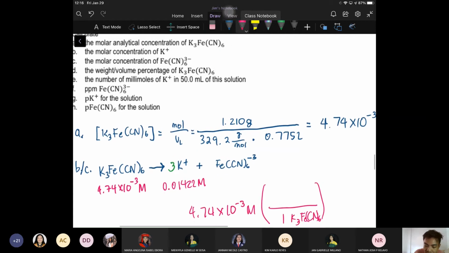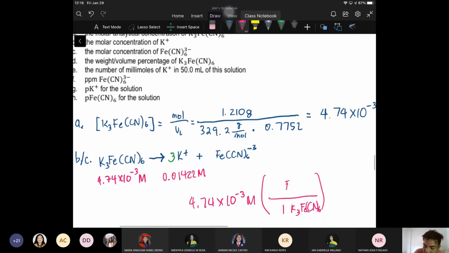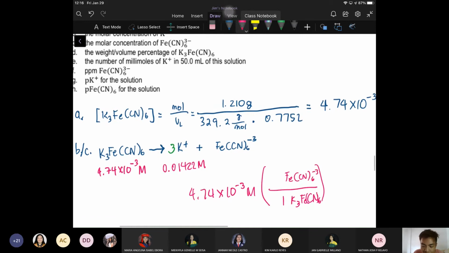So for letter C, FeCN6. So tignan mo lang yung coefficient niya. So anong coefficient ng FeCN6? 1. Ano yung coefficient ng K3 FeCN6? Isa din. So basically, kung ano yung concentration ng K3 FeCN6, yun din yung concentration ng FeCN6. No? So parehas lang sila. So kopyahin mo lang. Yun yung mga shortcut dito.